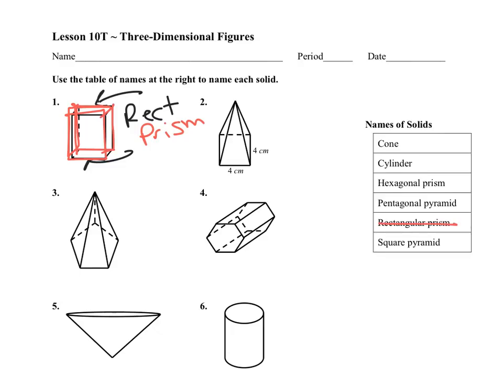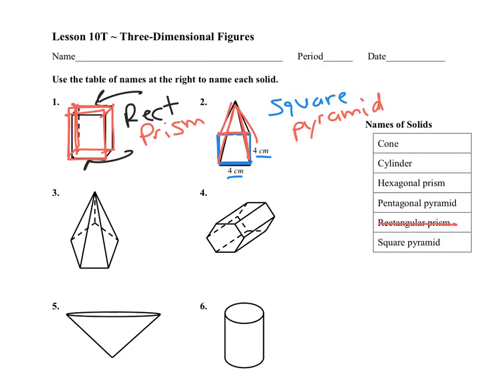On number 2, let's look at the base first. If you look at the base of this shape, you'll notice that it is a square. How do you know it's a square? Because it tells you that both of those sides are the same measurement, 4 centimeters. That's its first name, which describes its base. Then you look at all of its lateral faces, and they are in the shape of a triangle. So what shape is this? This is a square pyramid, because pyramids have triangular faces.